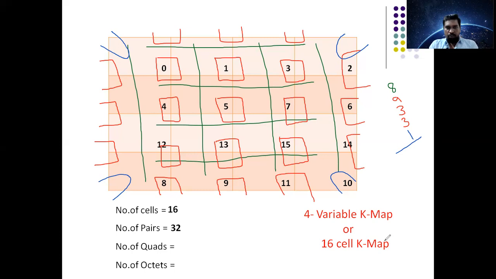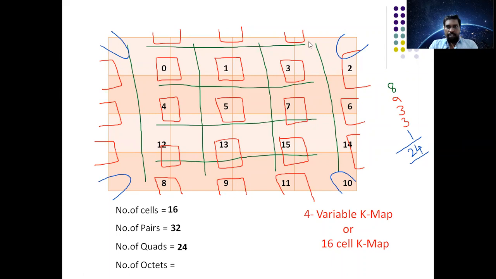All the four cells present in four corners of a 16 cell K-map only can form a quad. Only in a 16 cell K-map, not in any other K-map. So when you add these, what will you get here? 10, 18, 18 plus 6 will get 24. So the number of quads in a 16 cell K-map is 24. It is also very important.